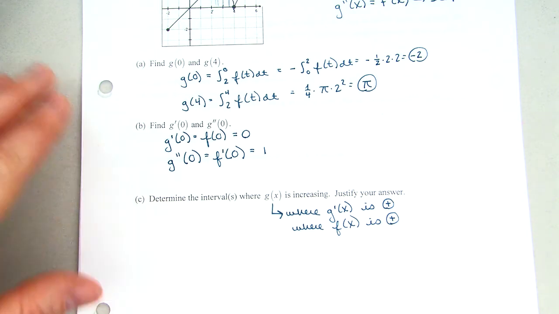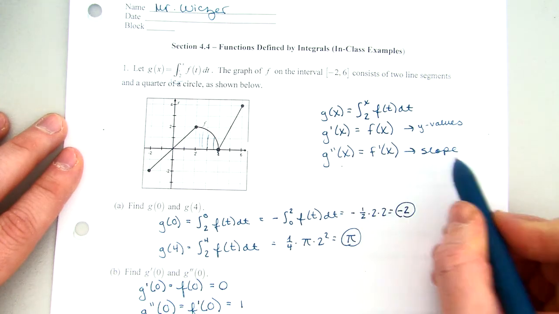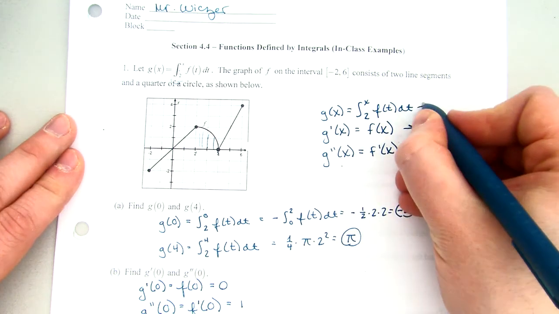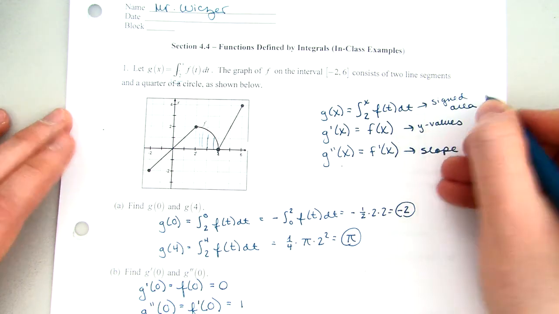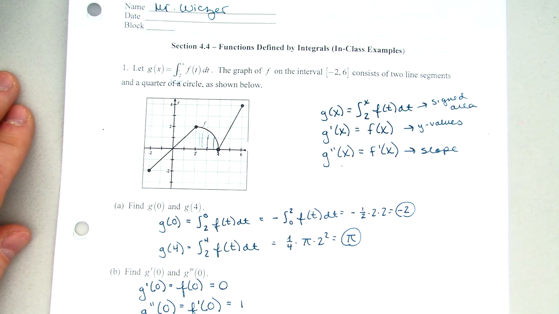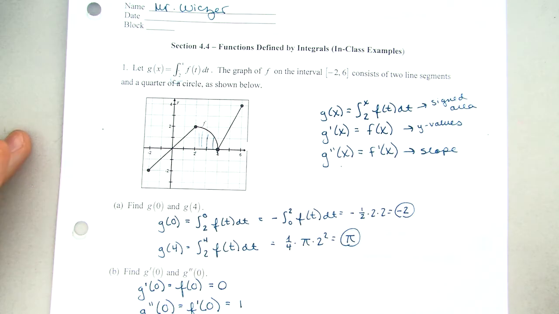Oh, by the way, I should have finished something off here. G prime, which is f, means I'm looking at y values. G double prime, which is f prime, means I'm looking at slope. G, which is this thing, means I'm looking at signed area. Signed area, you can give it a negative. Yeah, but also if you're below the x-axis, remember that counts as a negative signed area. So we've got 2 reasons it could be negative.